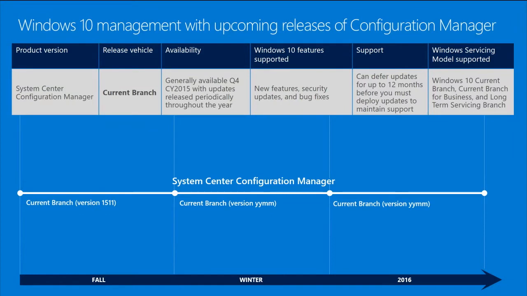Like I said, you can defer updates up to 12 months. And the new version, System Center Configuration Manager, will support Windows 10 Current Branch for Business, and the long-term servicing branch. And the graph at the bottom here just shows the Current Branch version being 15.11. Then come winter, there'll be another version that's year, month, and another version being year, month. So that's the cadence we'll get into.